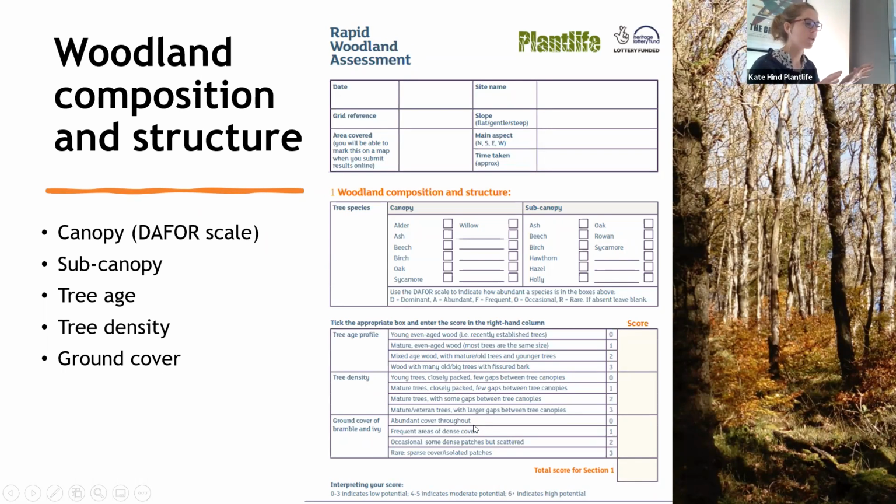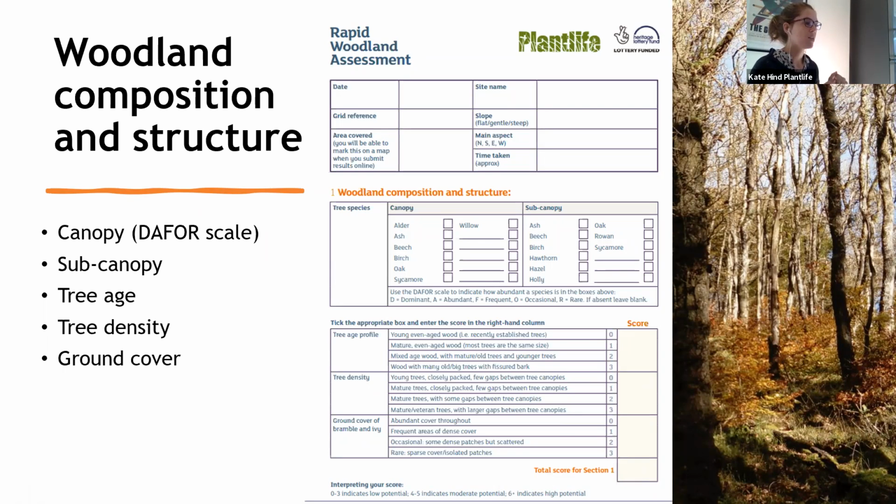So the whole floor is covered in brambles and ivy? Or is it rare and sparse, in isolated patches as you go through? And then you would add that up and you will get a total score for that section. And if your score is above 6, it indicates high potential for the woodland composition and structure.